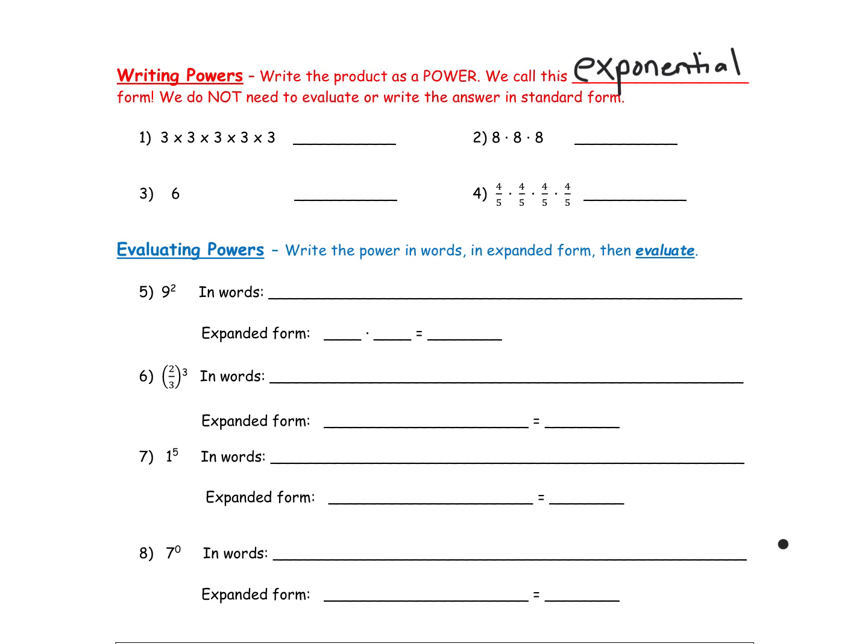Now let's write our exponents as powers. When we write an exponent as a power, we call it exponential form. We do not need to evaluate or write the answer in standard form. You only need to write the problem with an exponent.